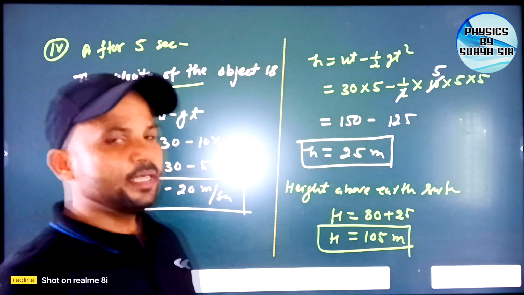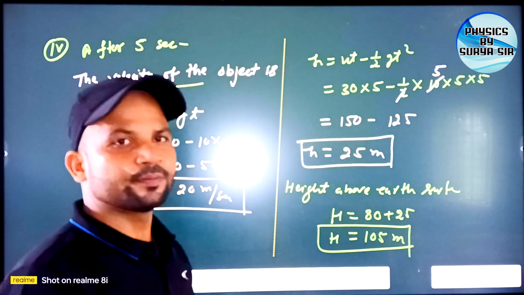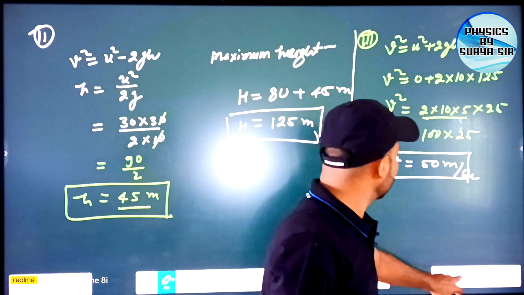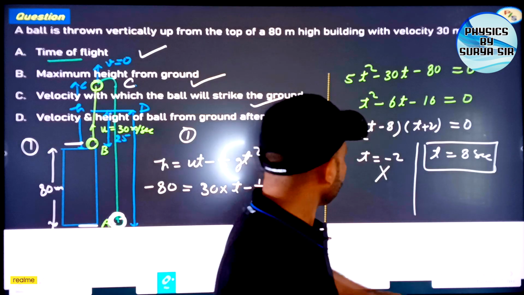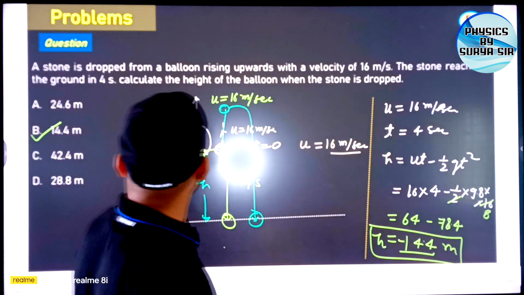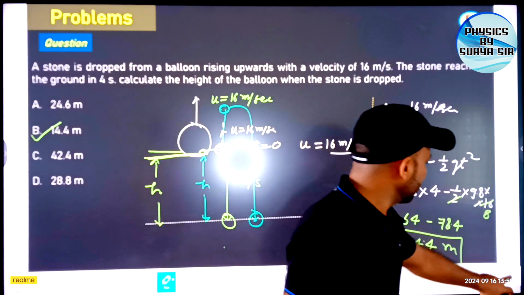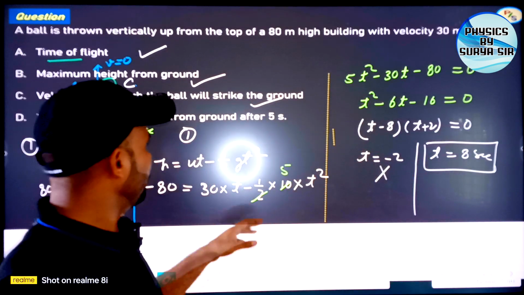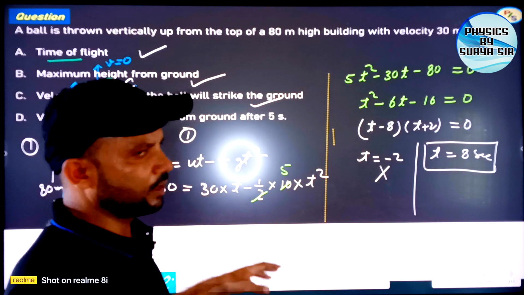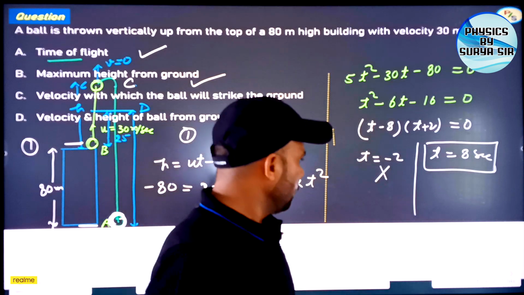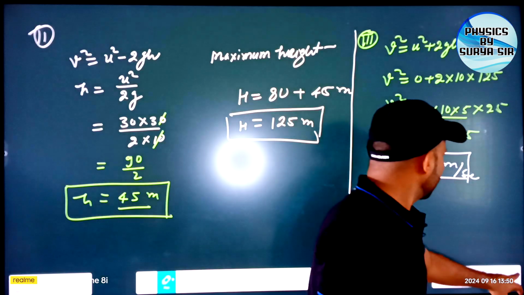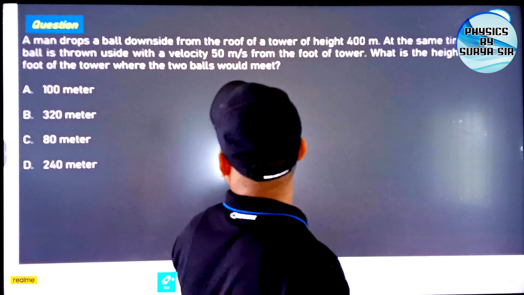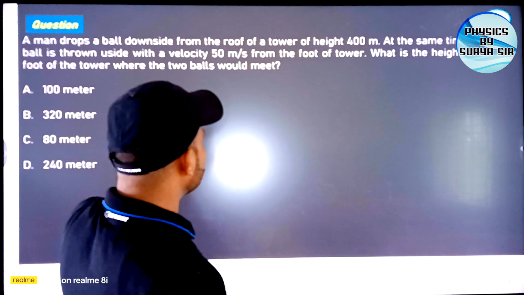So in this way we solve different types of problems of motion under gravity. Here we have solved two problems, in which the first one had only one calculation, but in the second question we calculated four quantities one by one. So we can solve other questions in the same way. Here we have more questions. One by one we can solve them.